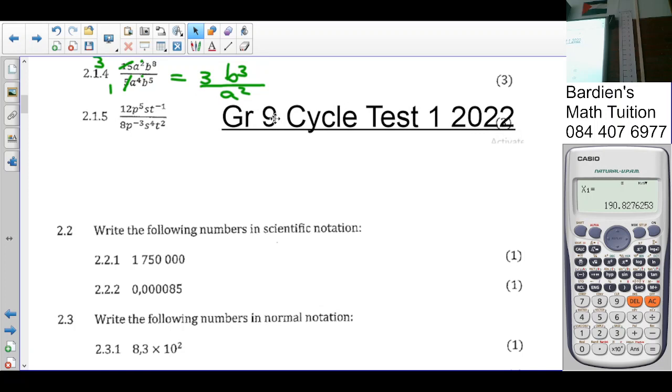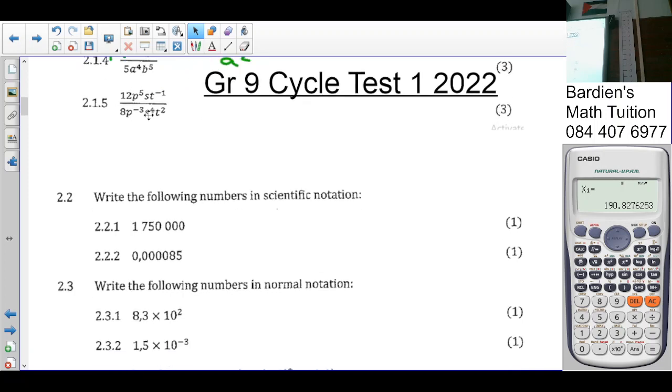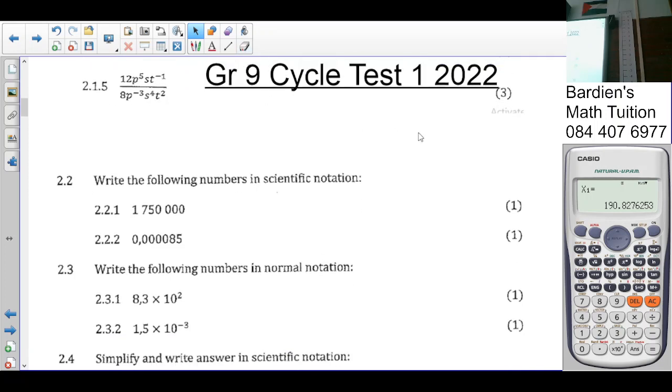We are asked in 2.1.5. So again, 4 goes into 12 3 times, 4 goes into 8 twice. So it's 3 over 2. So we have P^5 over P^-3.